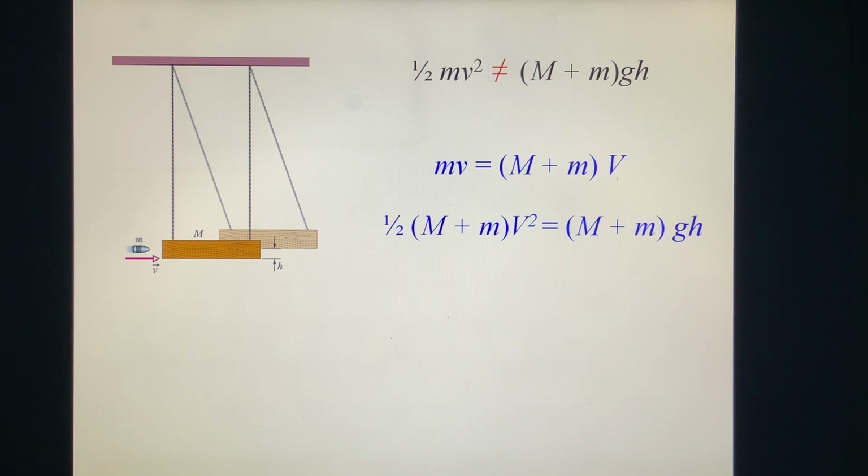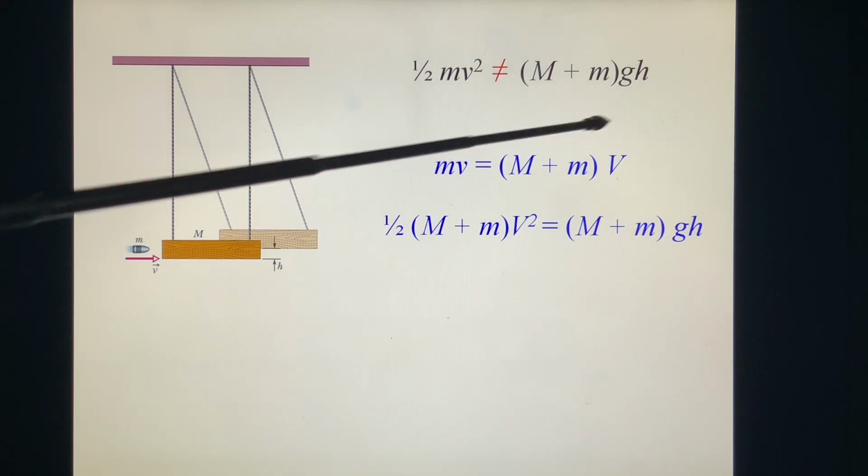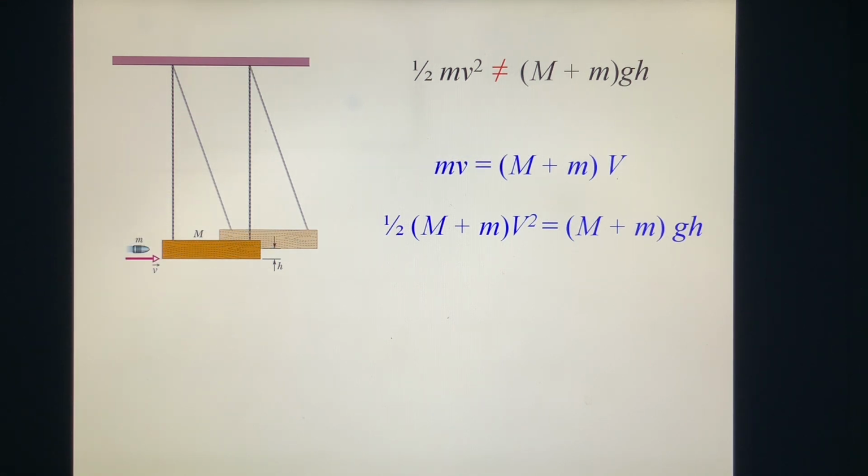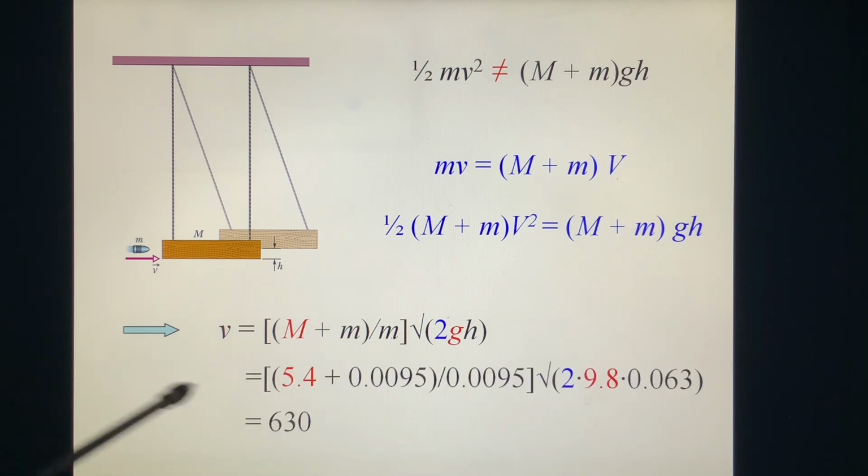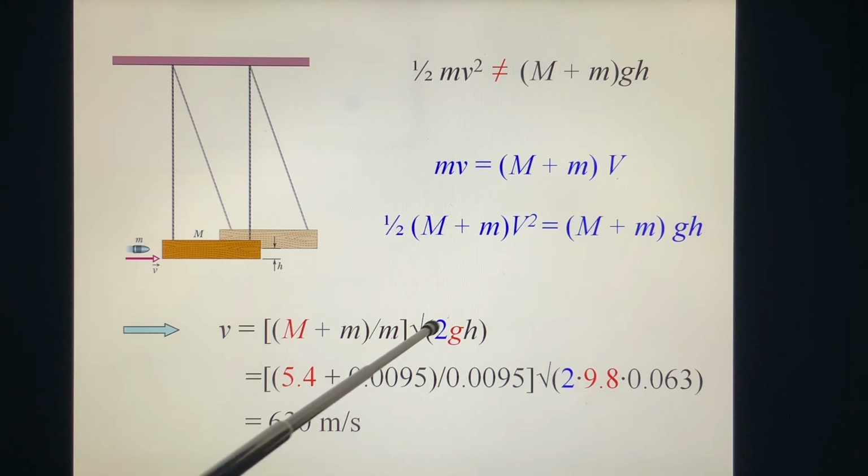This is a very important process. In this process, the mechanical energy is not conserved. After they move together, the mechanical energy is conserved again. With these two equations, we very easily find the v. It's very simple calculus, I'm not going to do it. We put the numbers in, and it's very easy to find v equal to 630 meters per second.